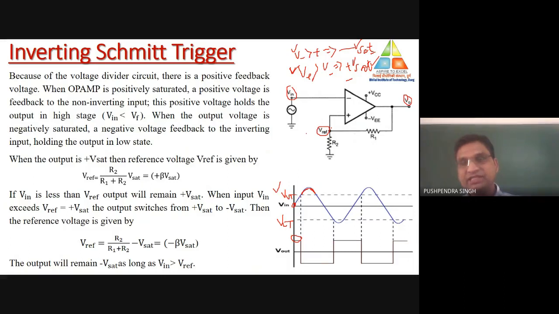Negative terminal voltage is at a higher potential than the positive terminal voltage. That's why the output has been shifted from positive saturation to negative saturation. That means what is the level of the output? Now the level of the output is at negative saturation. And when it is at negative saturation, what is V reference? V reference is equal to VLT.